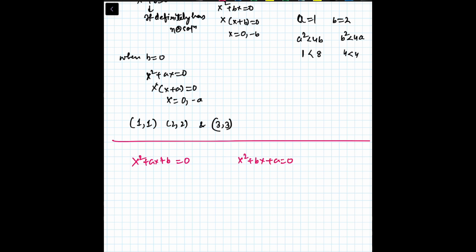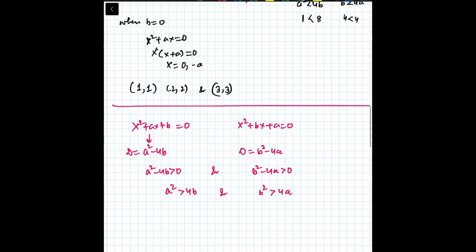So basically we want the discriminant to be greater than 0. Here the discriminant is a square minus 4b, and here the discriminant is b square minus 4a. So you want a square minus 4b to be greater than 0, and b square minus 4a greater than 0. So from here you get a square greater than 4b, and from here you get b square greater than 4a, as we did in the previous case.